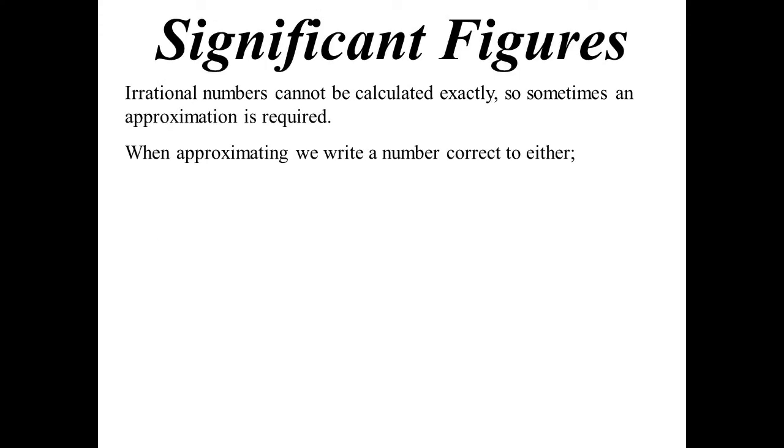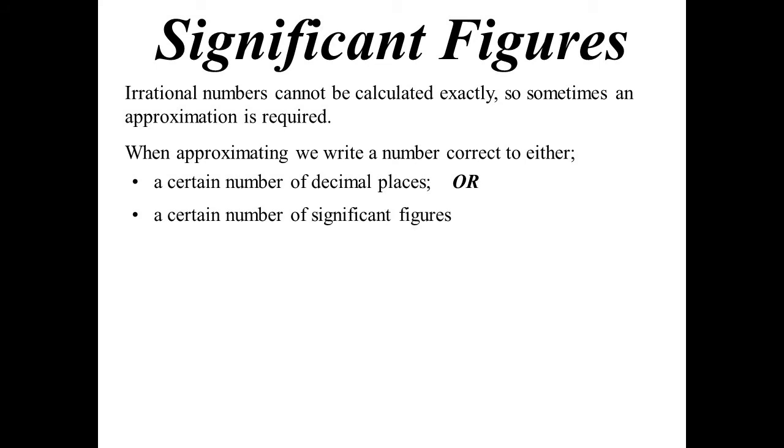Just a little bit about significant figures. Irrational numbers, let's say you can't work them out exactly. That decimal just keeps going on and on and never stops. So yes, sometimes we have to accept an approximation, depending on what we're doing. When we do approximate, we're either going to round it off to so many decimal places, or the other way we could do it is to so many significant figures.